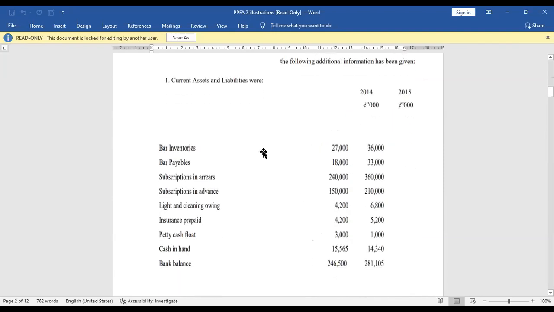So over to this additional information, the bar payables here for 2015 is 33,000. That means what is left for us to pay at the end of the period. So the 280,500 in the receipt and payment account is the one that has actually been paid, so the cash has already been paid. After we've paid that one, we are left with 33,000 naira to pay at the end of 2015. So we can use this to figure out purchases. And then the payables for 2014 is 18,000. That's for the previous year. So back to our solution.